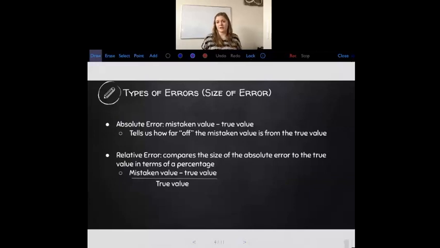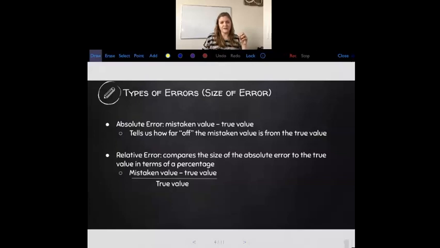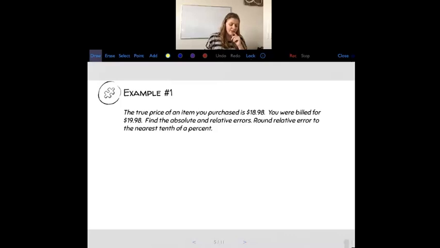Another type of error describes the size of an error. Absolute error takes the mistaken value minus the true value. That tells us how far off the mistaken value is from the actual value. And relative error compares the size of the absolute error to the true value in terms of a percentage. So here, it would be calculated by taking the mistaken value minus the true value, divided by the true value, and then times 100% to get it as a percentage. Notice the similarity between these two formulas and the formulas that we've talked about previously with absolute change and relative change.